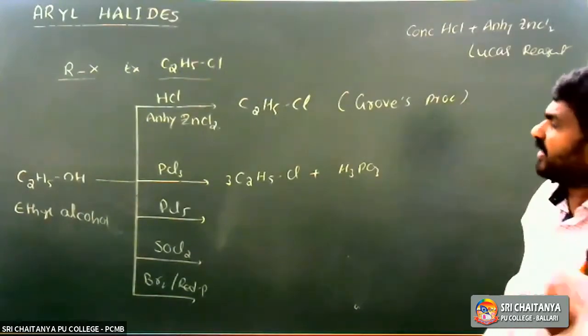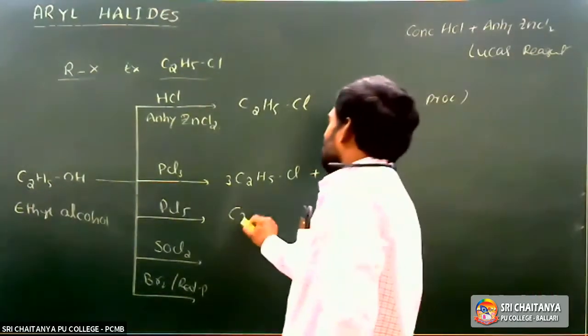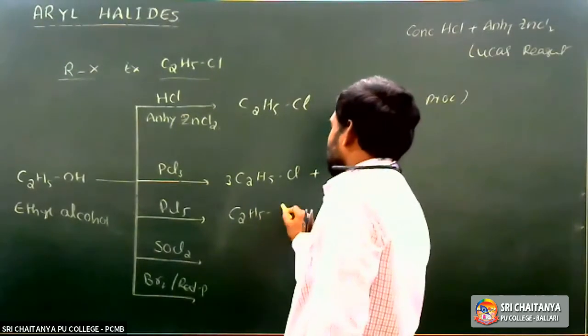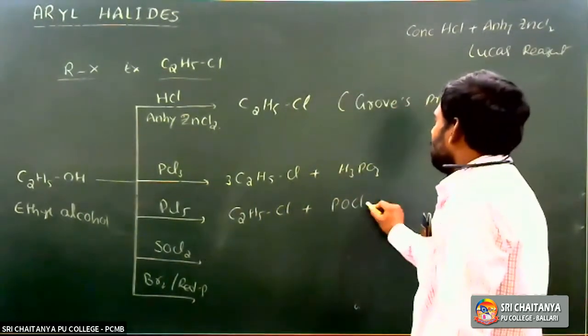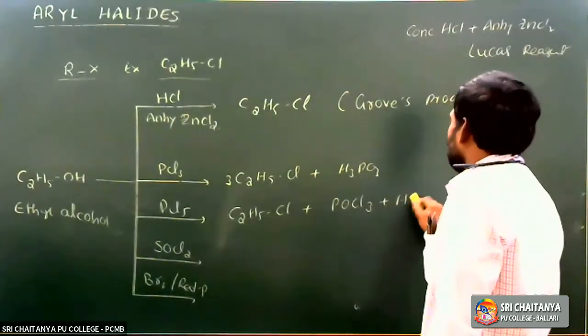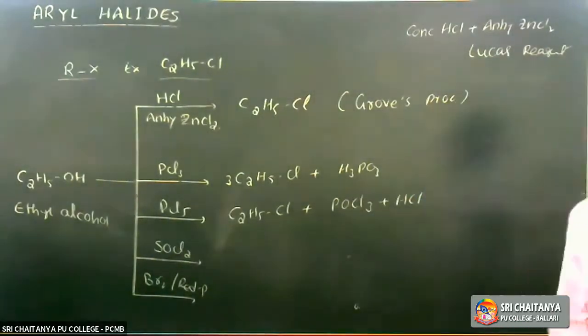When ethyl alcohol is treated with PCl5, 1 mole of ethyl alcohol reacts with 1 mole of PCl5. So it gives ethyl chloride, and POCl3 and HCl are the byproducts.